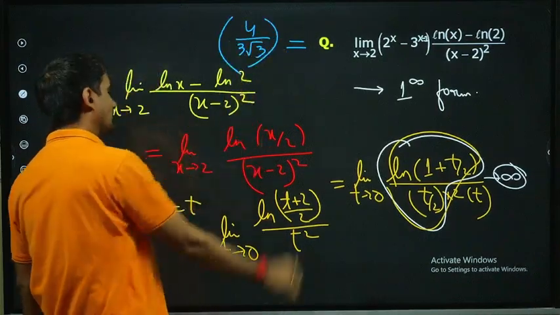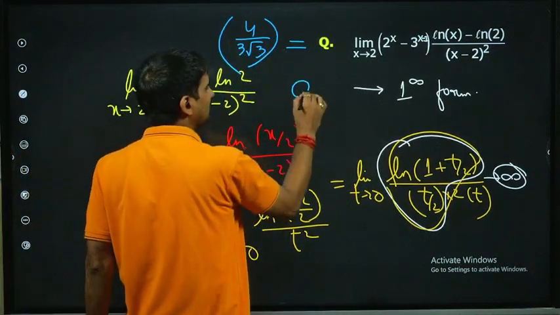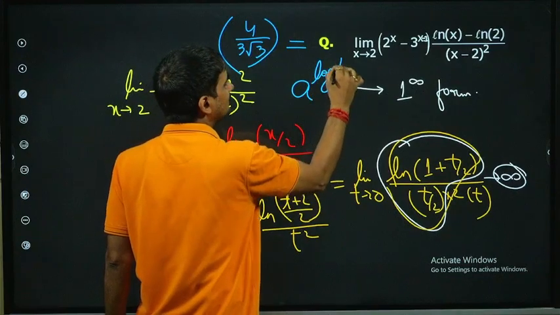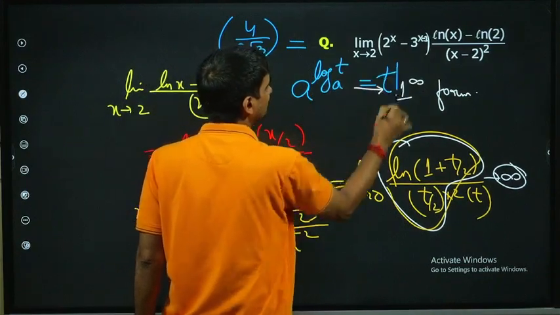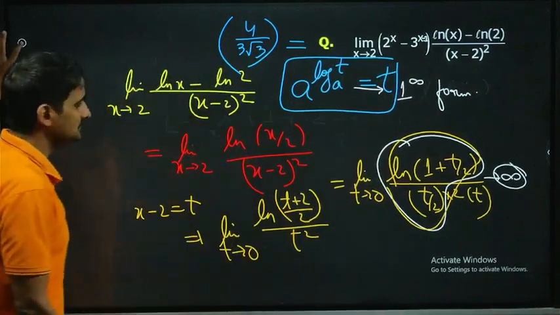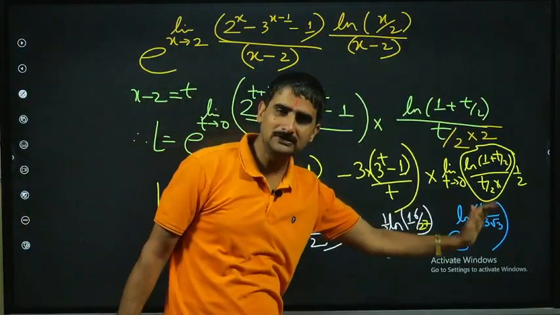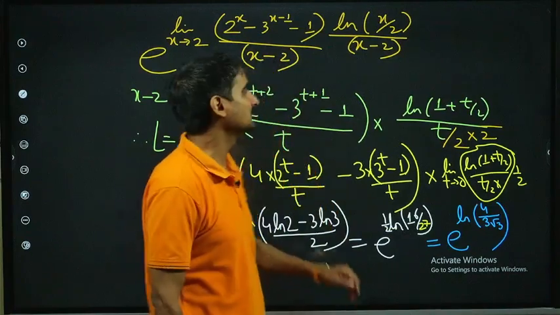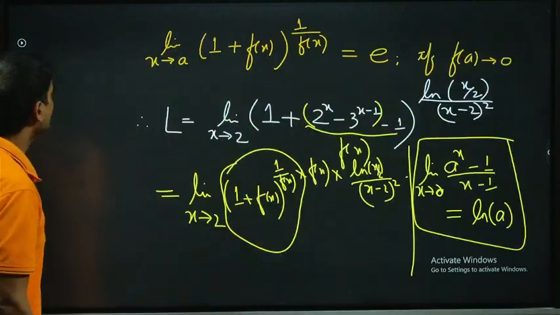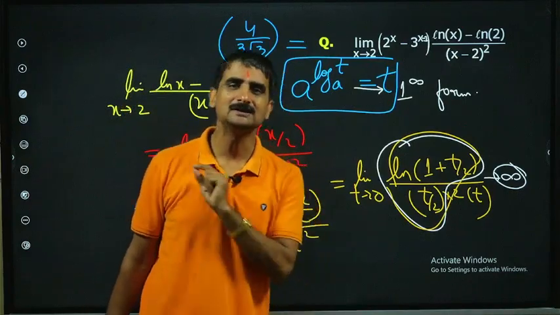Why so? Because again, we have a property which says a raised to the power log t to the base a is nothing but t. So e raised to the power ln of t is nothing but t here. Okay, so that was a question based on the 1 raised to power infinity form.